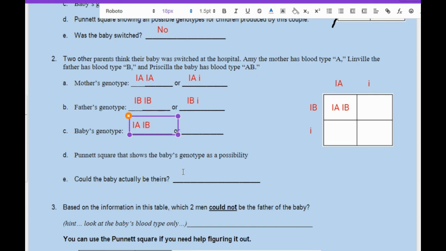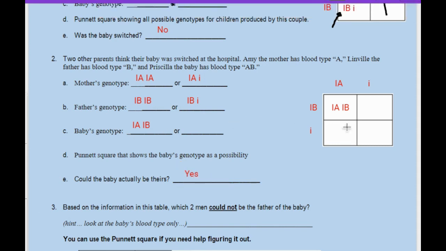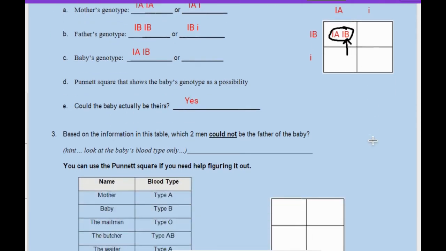Could the baby actually be theirs? Yes. How do you know? Well, you look right here. Look, there it is. Type AB is possible with these two parents. Type AB is definitely possible.